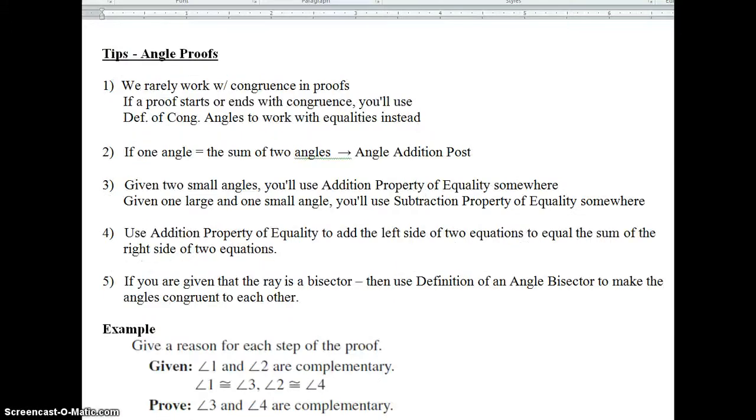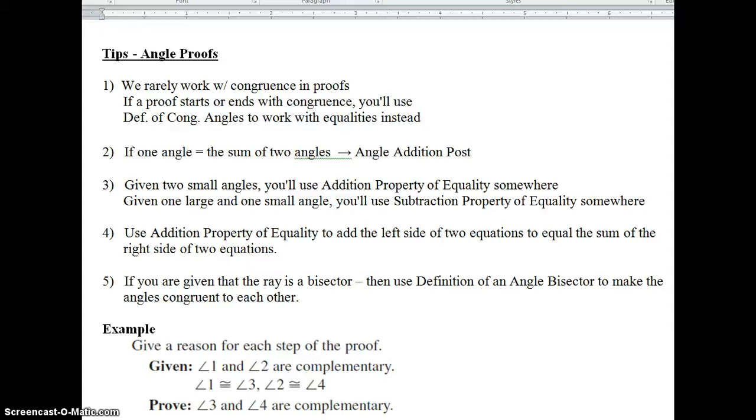All right, on the next page we just have some tips here, right? When we're working with proofs, rarely do we ever use congruence. Usually we're going to start with congruence. We're going to transfer it over to measures so we can add and subtract stuff together. Remember, we can't add and subtract things, only measurements.